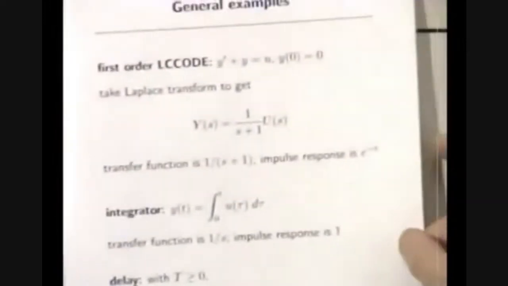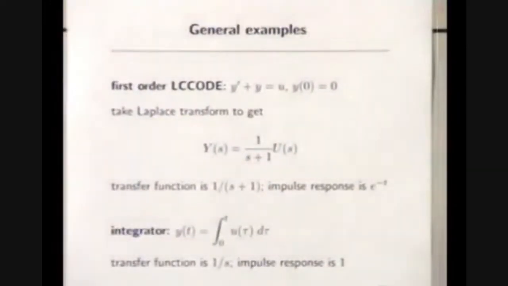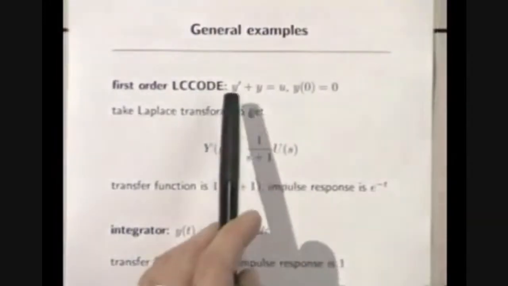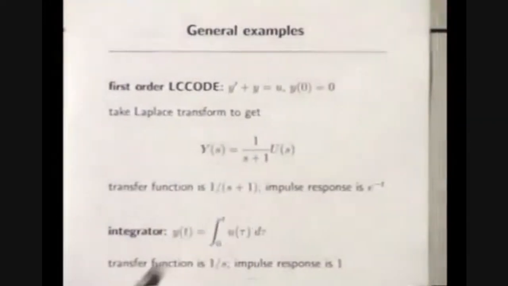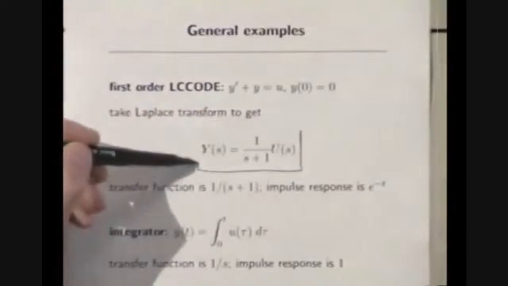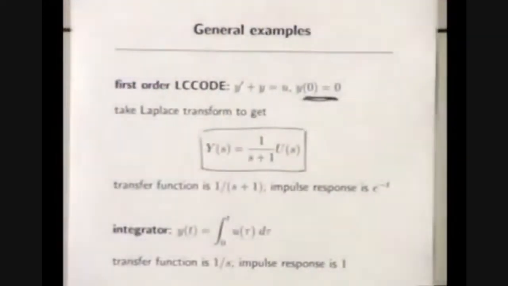Okay. Let's look at some general examples. Linear constant coefficient ODEs all give transfer functions. So here's the simplest example: y prime plus y equals u. You take the Laplace transform and solve, and you get this. Now this, of course, assumes zero initial conditions. Otherwise, it's not given by a transfer function at all.